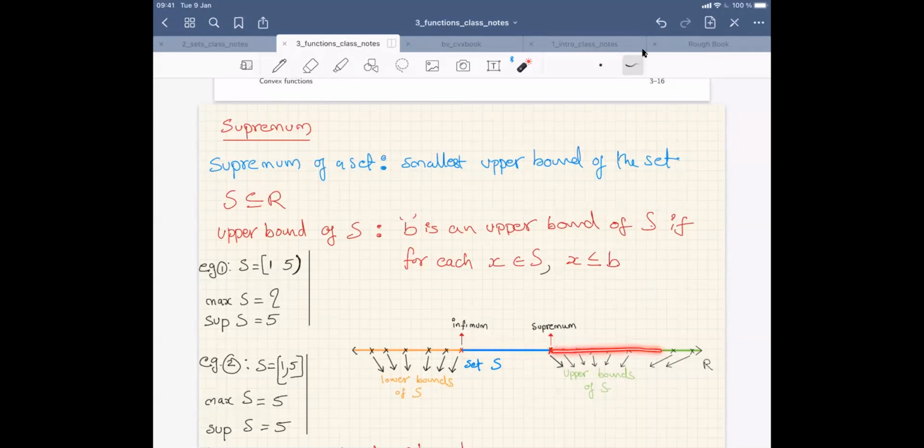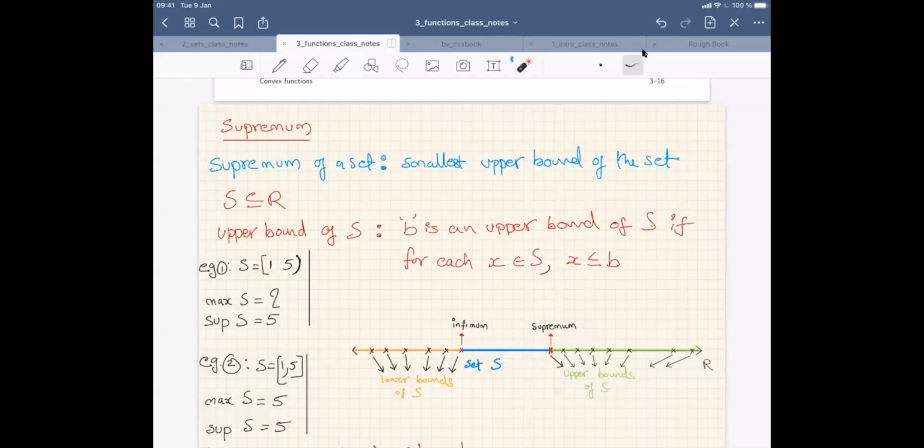So all these green regions are upper bounds. I can say that this point is an upper bound, because if I take any element from this set, that is less than this point. So that's an upper bound. This is an upper bound. This is an upper bound. Then now what is supremum? It is the smallest upper bound. So that will be this guy here. We have many upper bounds. From that we are picking the smallest one, that is supremum.